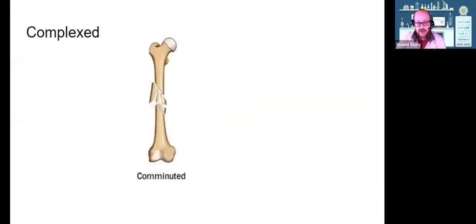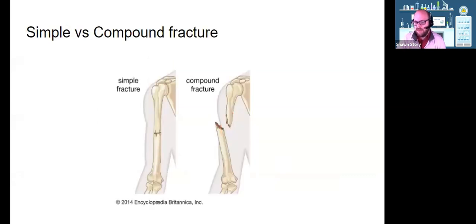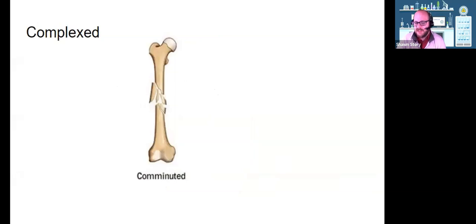The other one, which is very complicated, is complex breaks, when there's more than one break in the bone itself. So those are the three levels that we talk about: simple, compound, and complex breaks in our bones.